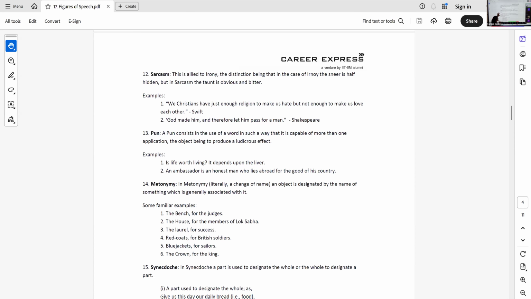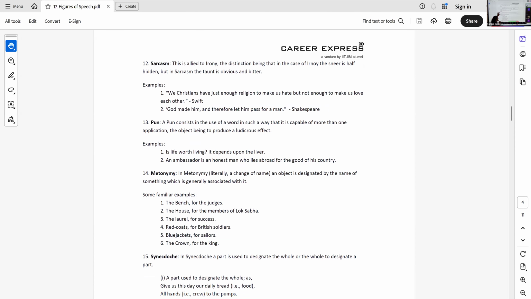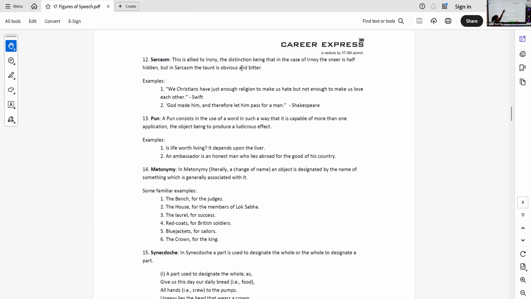God made him and therefore let him pass for a man. If God made him then obviously he's a man. If he's saying and let him pass for a man, means chalo theek hai, tum insaan ho. That is ironical. When Bhagwan ne banaya to insaan hi to hai. So why let him pass for a man? That means he was barely human. That means in this line, this man is being criticized. That he's not actually human. He's just barely human. So he's being criticized.